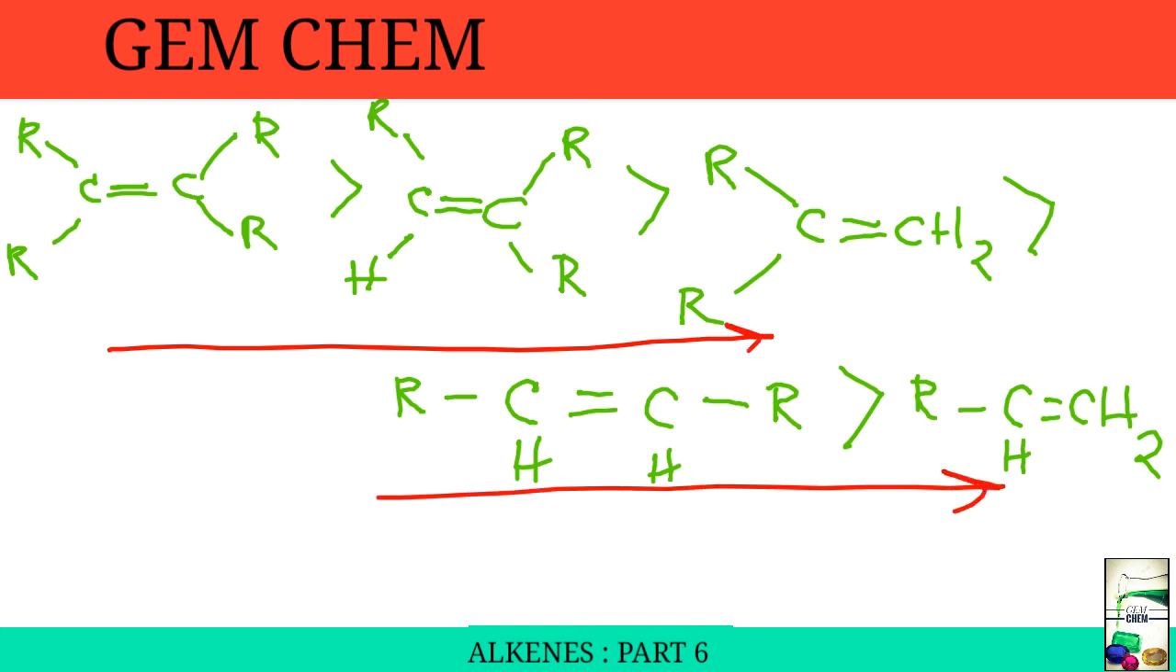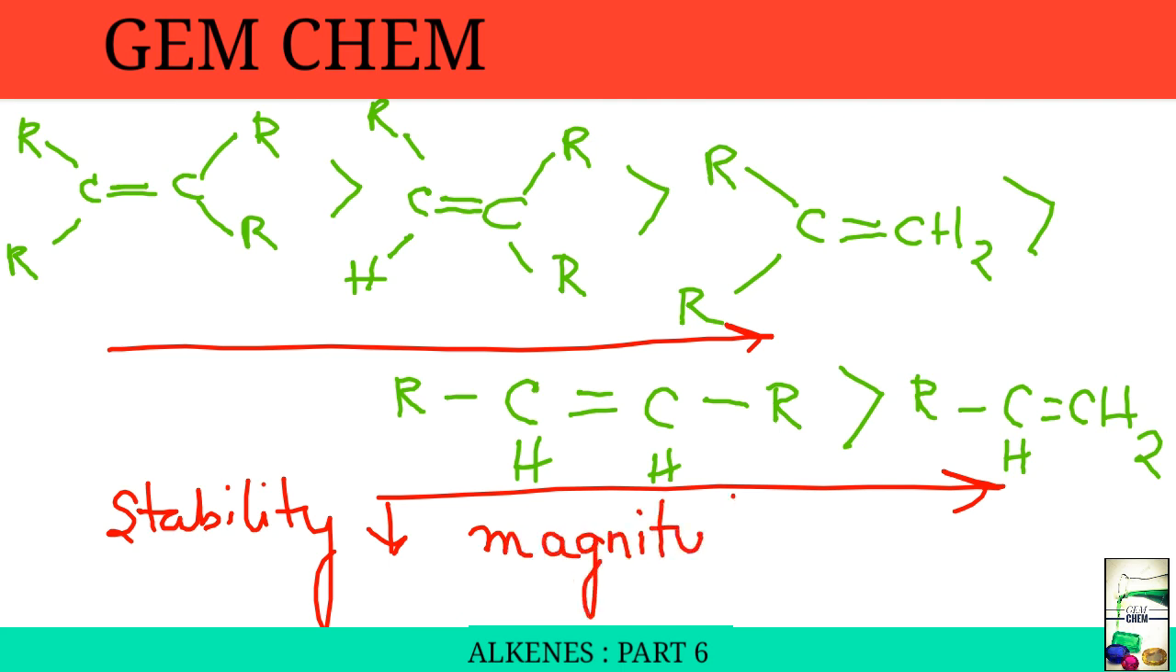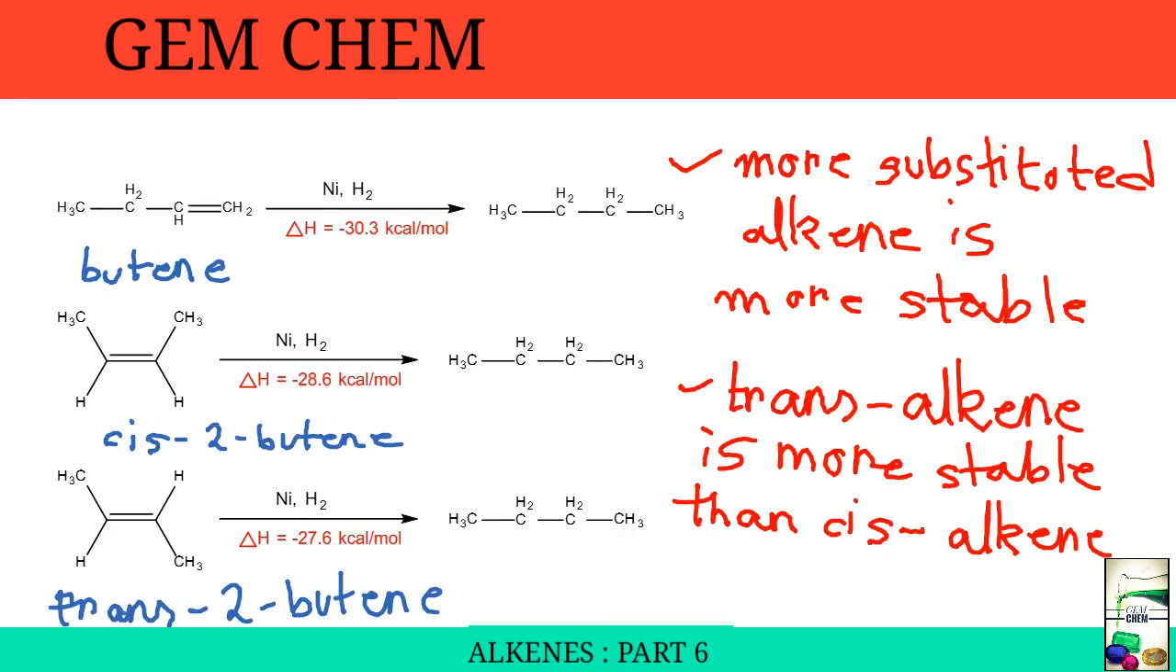Now what we see here is that as we go down, stability decreases, and the magnitude of delta H increases. This is important. Another factor we have drawn previously is that a trans alkene is more stable than a cis alkene. So why is it so? Let us justify the first line. It is justified because of hyperconjugation. If it is more substituted, then the hyperconjugative hydrogens also increase. So the stability is justified.